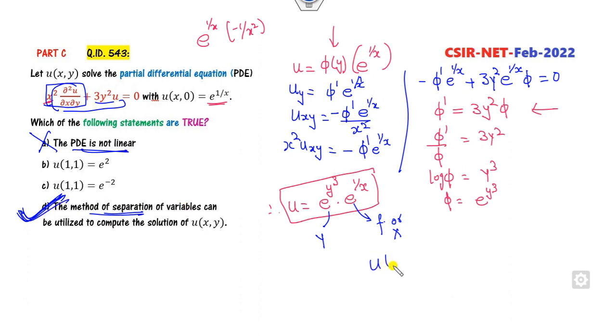Now you can find the value of u(1,1), it is e square, which is the right answer. So B and D are the correct options.